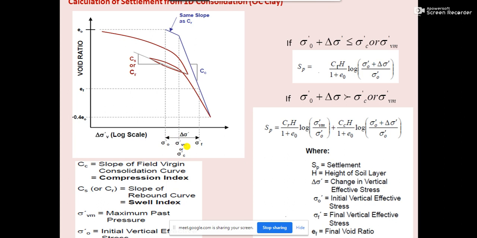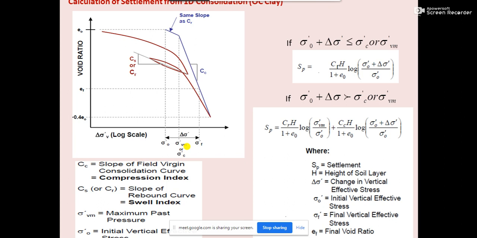Is it okay? Now there may be two conditions. Now what is sigma naught dash? Sigma naught dash is nothing but the P1 dash, as we have understood today. P1 dash is the initial vertical effective stress. Now on top of that, what is happening? As you have understood in today's problem, some 60 kilonewton per meter square load is coming through the footing to the clay, and that is creating delta P.